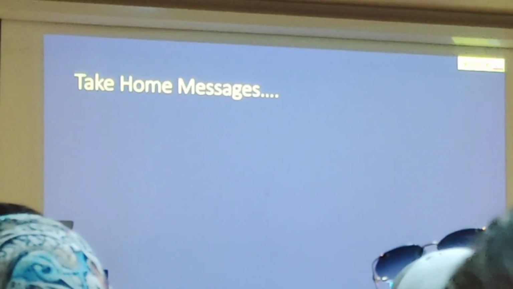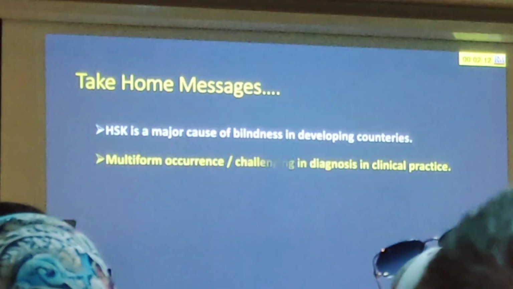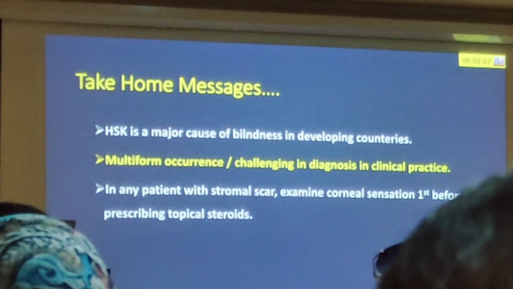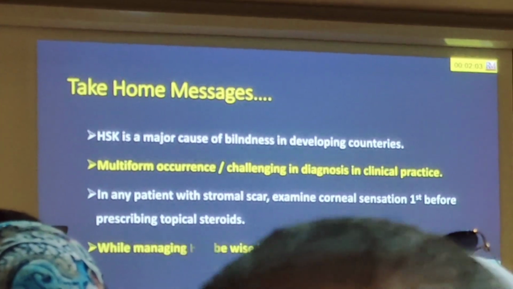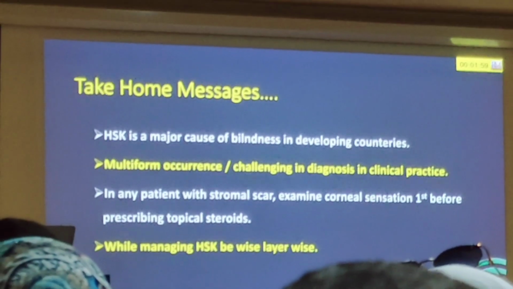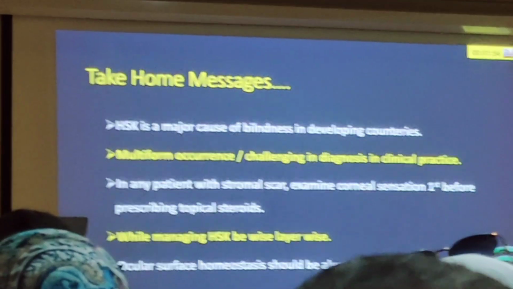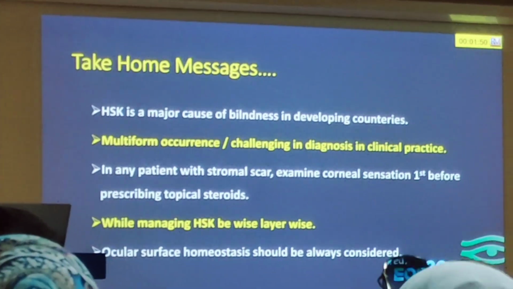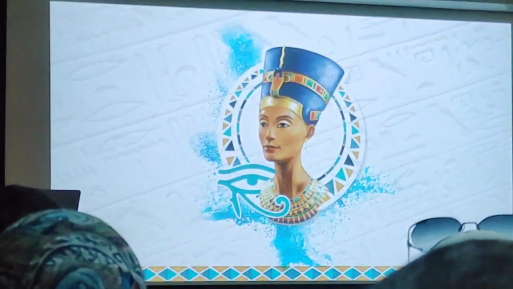So, take-home messages: herpes simplex keratitis is a major cause of blindness in developing countries. The multiform occurrence results in challenges in diagnosis, and in any patient with a stromal scar, examine corneal sensation first before prescribing topical steroids to avoid reactivation. While managing cases of herpes simplex keratitis, please be wise, layer-wise. Ocular surface homeostasis should always be considered while treating patients with herpes simplex keratitis to avoid neurotrophic disease. And thank you very much for your time.